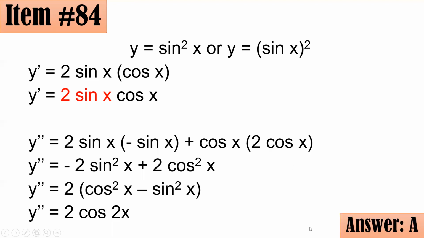Hence, the second derivative is 2 cosine 2x. In this case, letter A. I hope you got it po.